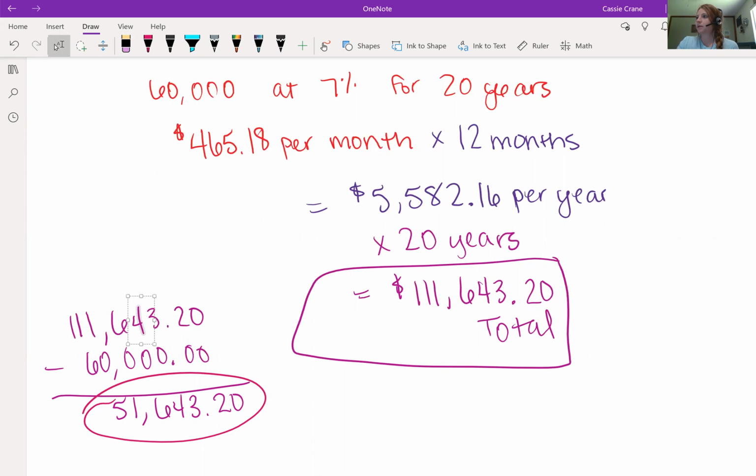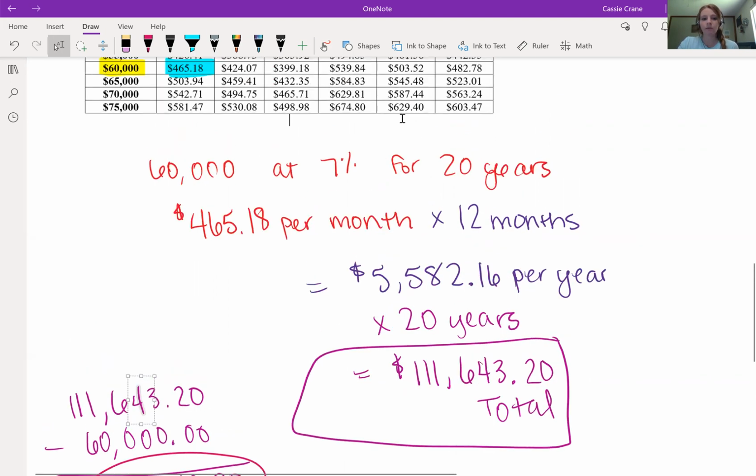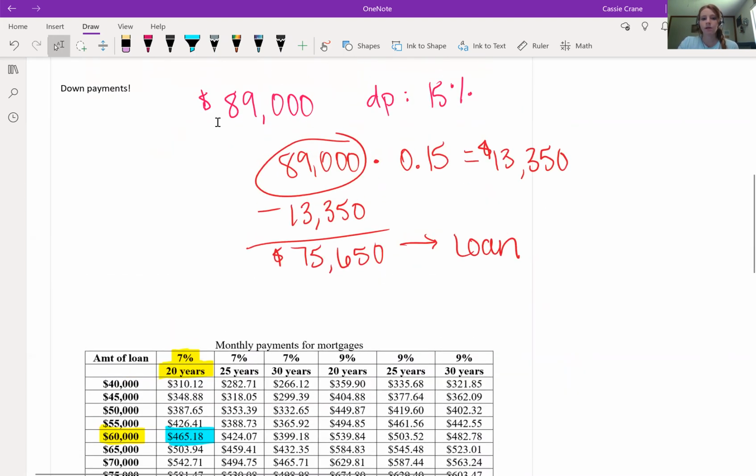Okay, and then there's another question on the assignment that wants to know a down payment amount, just like we did up here. It gives you the cost of the home, gives you the down payment percentage. You just multiply, just like I did here, to find the down payment amount.